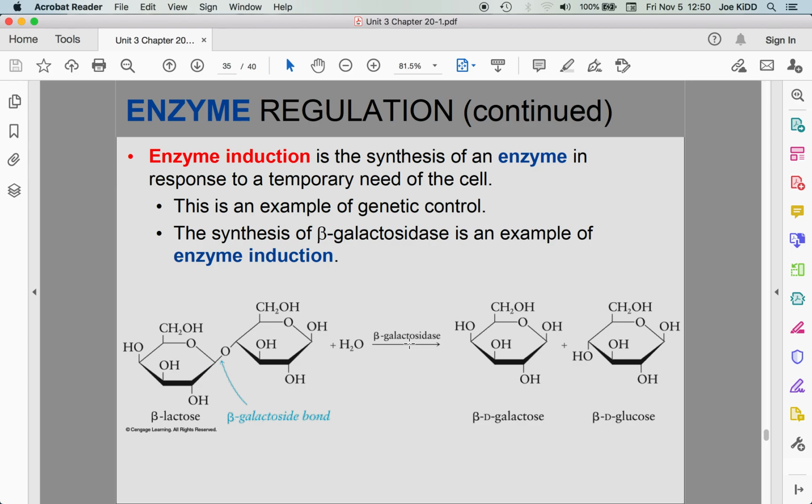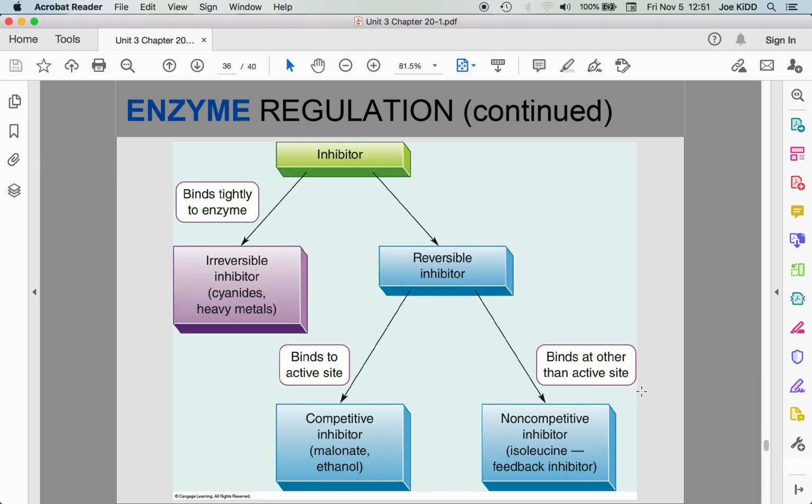Enzyme induction is the synthesis of an enzyme in response to a temporary need from a cell. Sometimes we call this genetic control. There will be a trigger by the cell to say, hey, we have a lot of this going on right now, like we've just gotten a lot of lactose, so we need to break it apart. So we're going to make some beta-D-galactosidase that will help break up our lactose into galactose and glucose. Clearly, that type of enzyme doesn't need to be running all the time, only in the presence of dairy. So we have triggers to help trigger those things and then turn them off once they've been used.